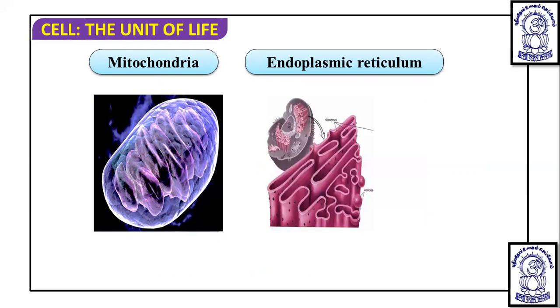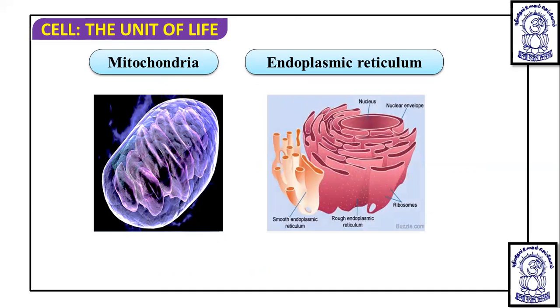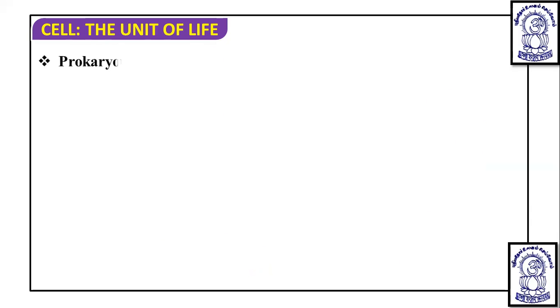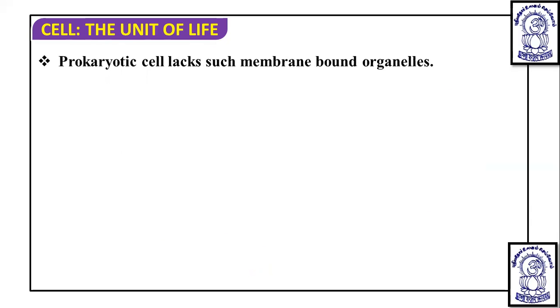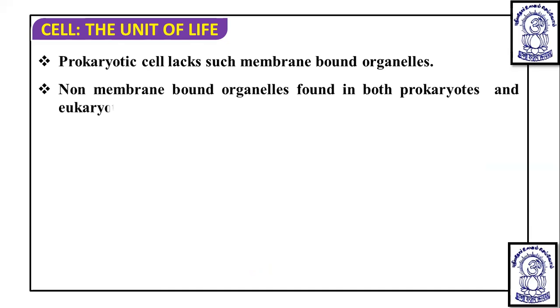Then endoplasmic reticulum looks somewhat like this, associated with the nucleus. It is of two types: smooth endoplasmic reticulum and rough endoplasmic reticulum. Why they are known like this, we will discuss in a later part. But when we talk about a prokaryotic cell, dear student, you will not see any such membrane bound organelle. Whereas non-membrane bound organelles are found in both prokaryote and eukaryote, and that is the ribosome. Ribosome is found in prokaryote as well as eukaryote, but it is membraneless.